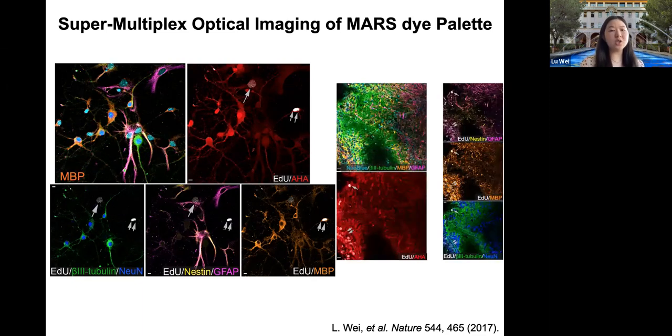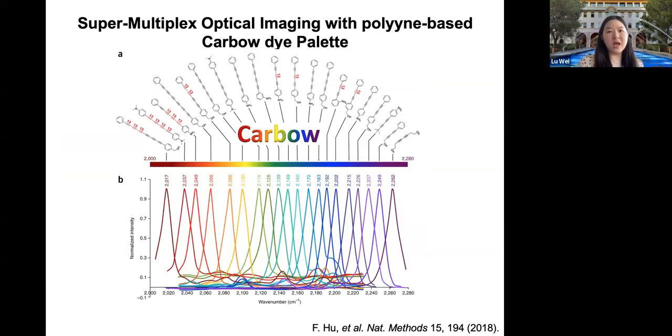Of course, we can do this in tissues. And because our Raman is also compatible with live cell imaging, we can also perform this in live cells toward spatially resolved organelle interactions. Later, led by my colleagues at Columbia, we also developed this highly multiplexed polyene, so conjugated alkyne-based carotenoid palette that will similarly allow us to perform highly multiplexed imaging in live cells and tissues.